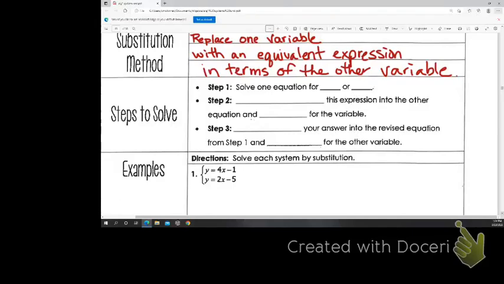So when we want to solve the equation, in the first step, we need to solve one of the equations for x or y. Doesn't matter which. And sometimes step 1 will already have happened and you don't have to do step 1 because it's already solved for a variable. And then we will substitute this expression into the other equation and solve for the variable.